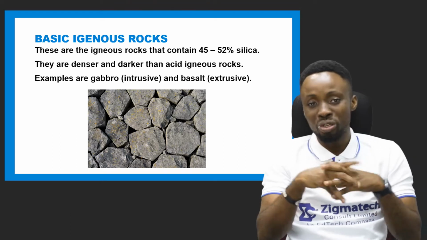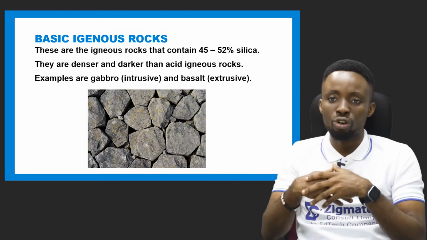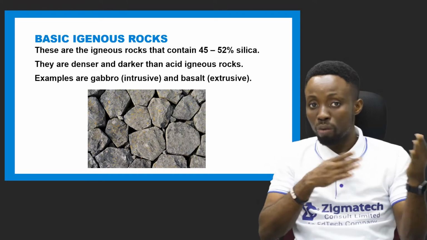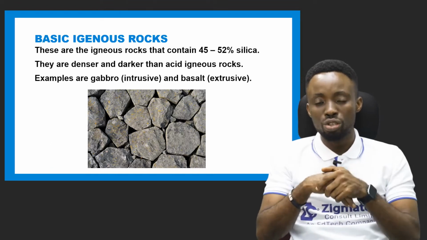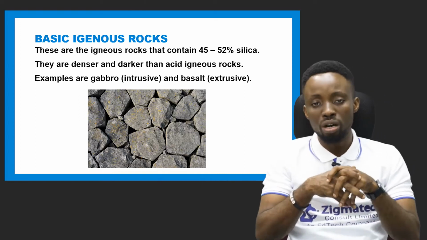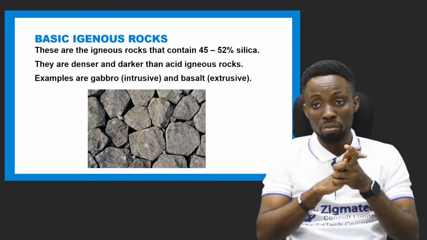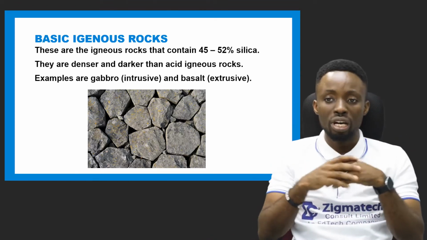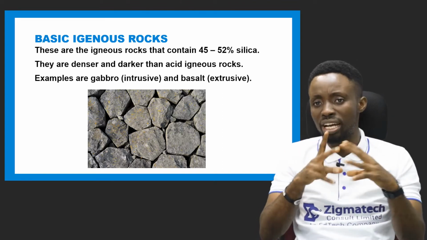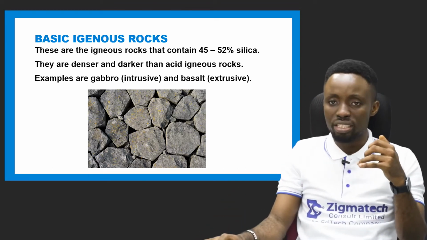Now we call them the basic igneous rock, and they contain about 45 to 52% of silica. They are actually denser and darker when you compare them to the acid igneous rock. A good example of this is the gabbro rock and the basalt rock. As you can see on the screen, that's a typical example of a gabbro and how it looks. So these basic rocks are slightly darker than the acid rock, and they are heavier than the acid igneous rock.